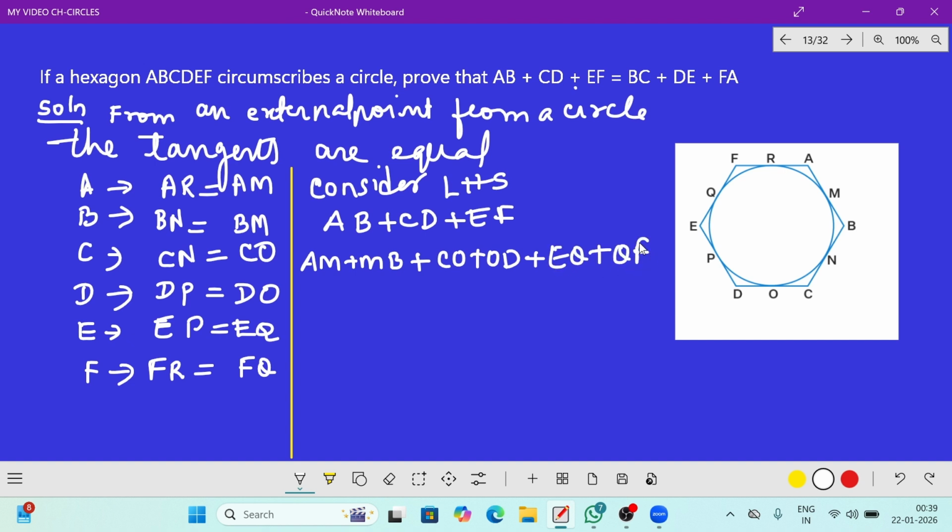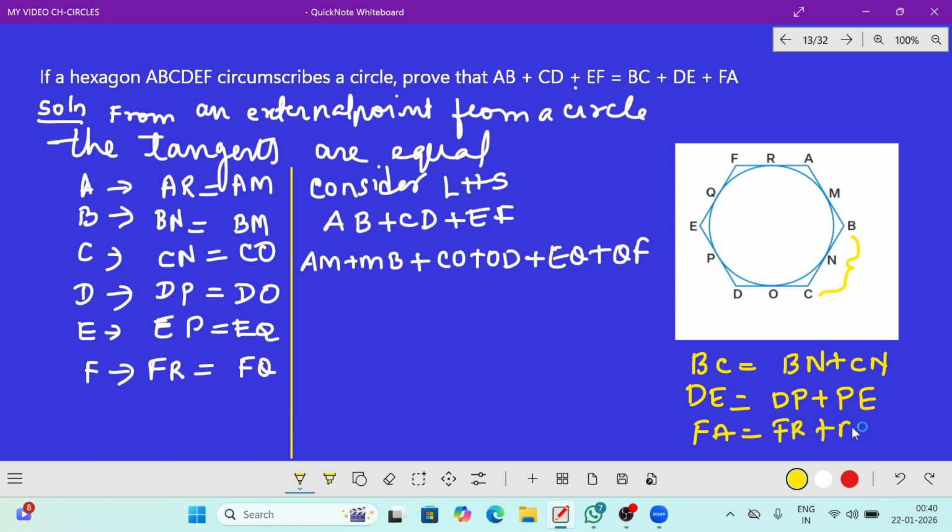Now I have to prove the RHS. So let me search RHS. What is RHS? RHS is BC. What is my BC? See here, this is my BC. BC is BN plus CN. Then what is my DE? DE is equal to DP plus PE. Then what is my FA? FR plus AR.